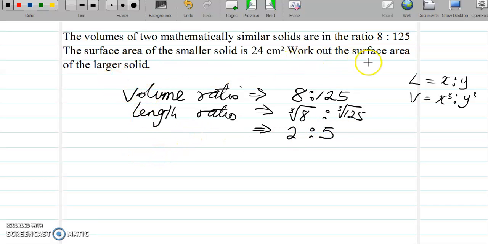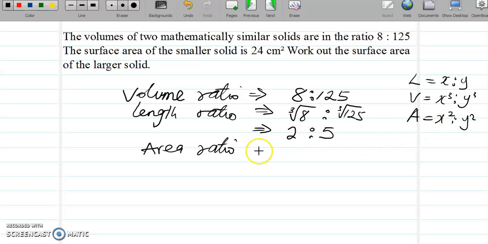Now you say work out the surface area of the larger solid. For us to work out the surface area of the larger solid, we need to first of all find what? The area ratio. The area ratio is the square of the length ratio, because if the length ratio is x is to y, that means the area ratio will be x squared is to y squared.